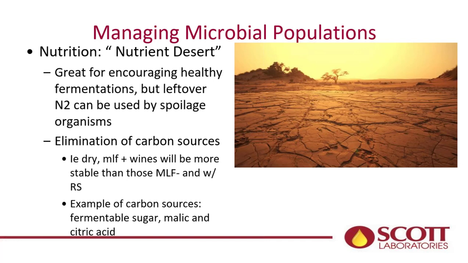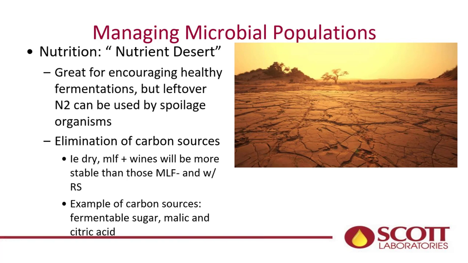Examples of carbon sources would be fermentable sugar. So even if on your hydrometer or your densimeter it is quote unquote dry, there still can be plenty of fermentable sugar in there for spoilage organisms to chew on. Also, malic and citric acid can be used as carbon sources for some bacteria.